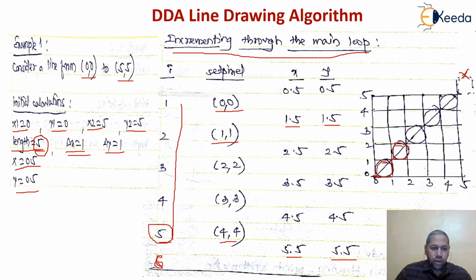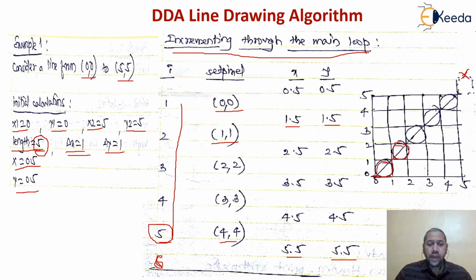So this is the example and the algorithm, a very simple algorithm. We only have to calculate delta x and delta y. We have considered the slope of the line, and we add these values delta x and delta y to the initial or current point, so that I will get the next point. So this is all about the DDA line drawing algorithm.